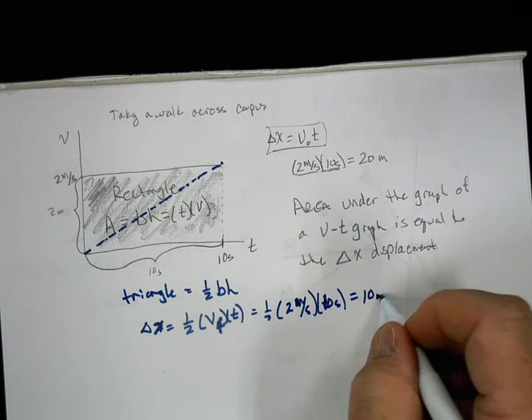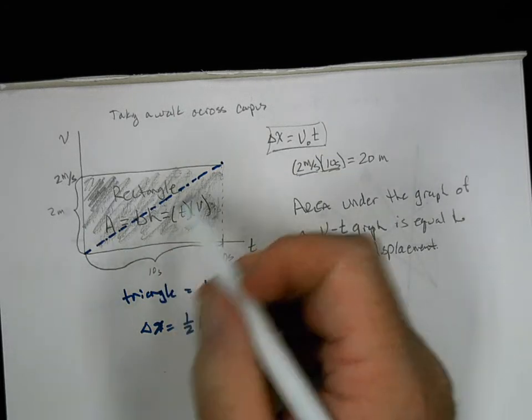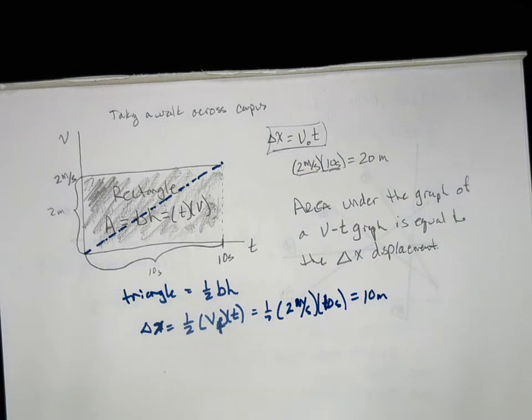Well, look at that. 10 meters is going to be half of the rectangle, and that's what you get when you cut a rectangle into triangles. Okay. This also works even further. This also works with a trapezoid. So let's do a real quick one like that.